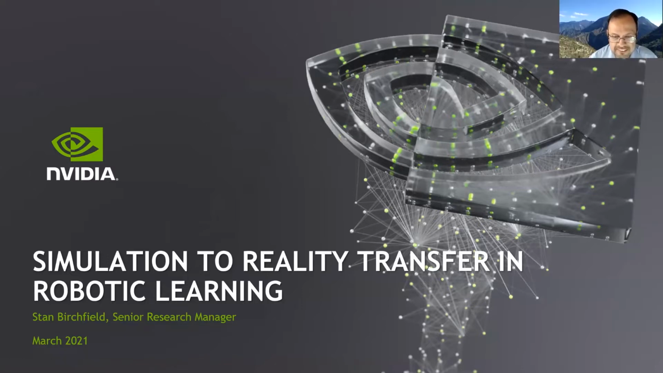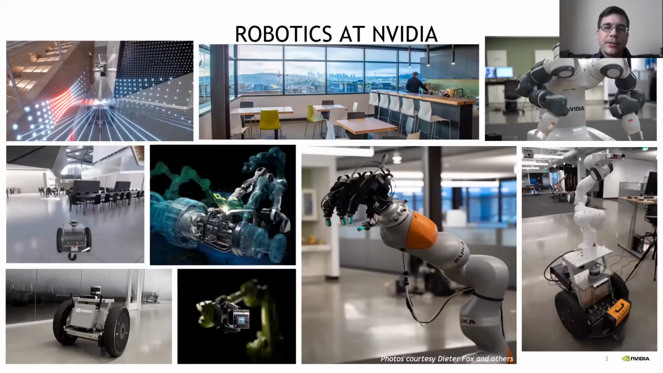Okay, good. So thanks again. My name's Stan Birchfield. I work at NVIDIA now. I'm a manager there and also a research scientist. And the title of my talk is Sim to Real Transfer and Robotic Learning. So my background's all computer vision, but I am primarily interested in applying vision to robotics applications. I've done a lot of mobile robots in the past, but I'm now focused more on manipulation.